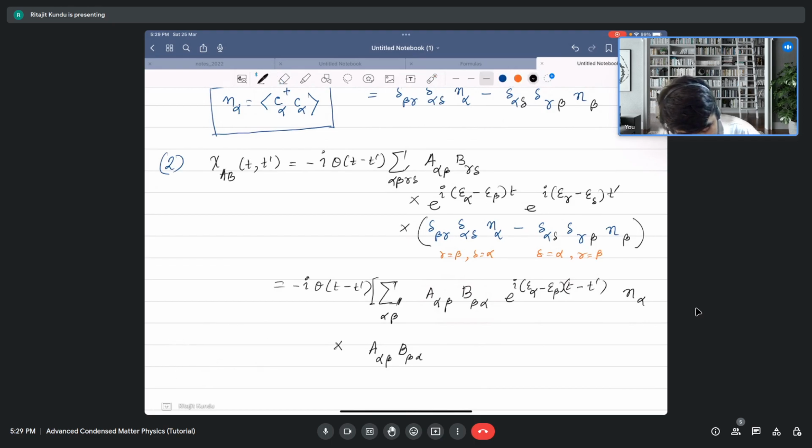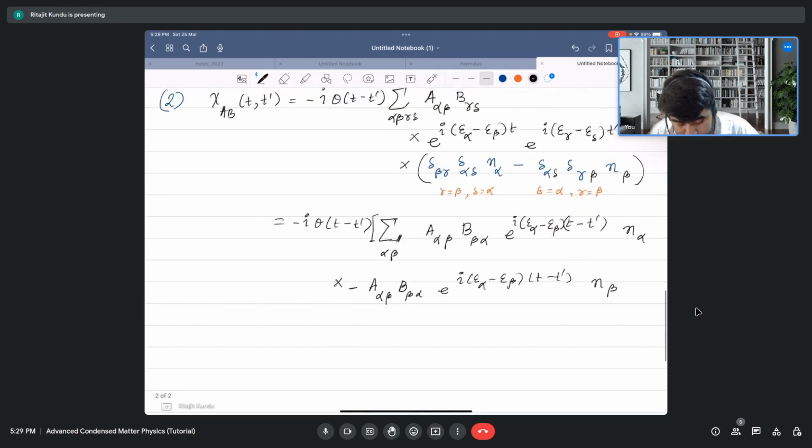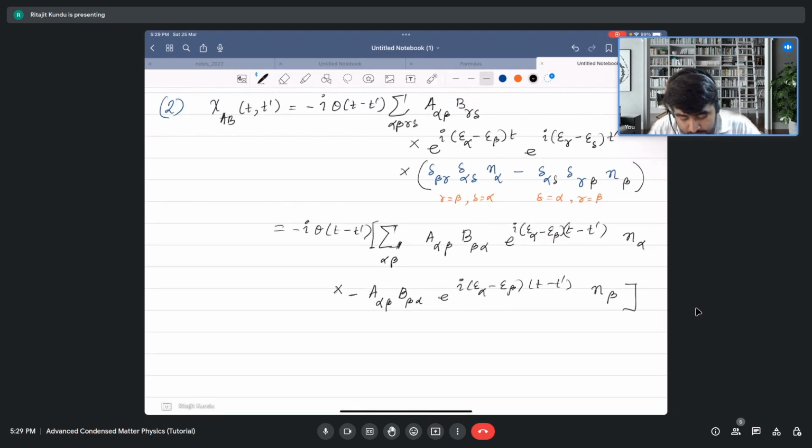So the next term has an overall minus, and similarly it will have e to the power i epsilon alpha minus epsilon beta times t minus t prime, and then you will have n beta. So these are the two terms that you will have. We have simplified a lot. So let me write all of this together in a simplified manner.